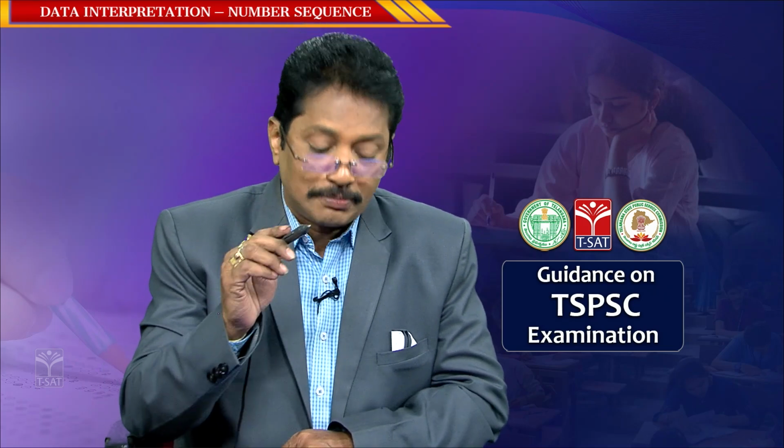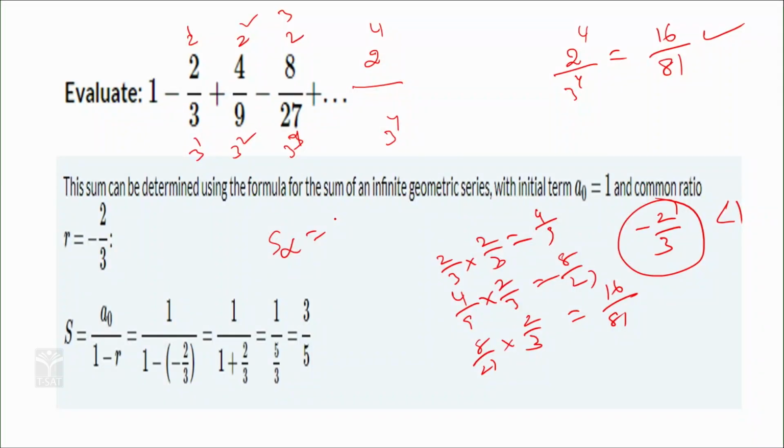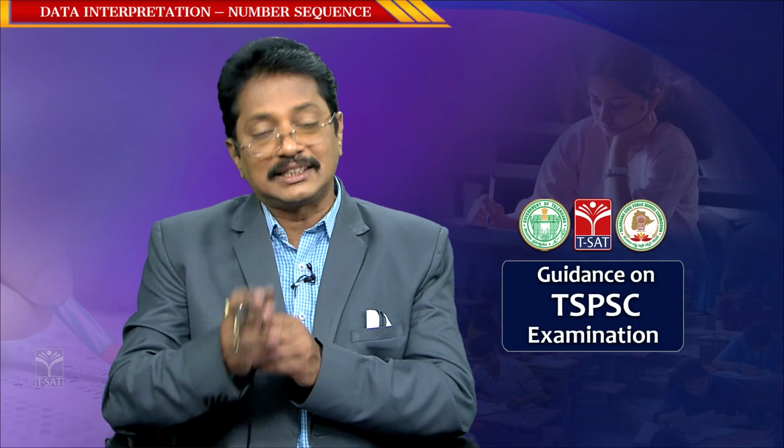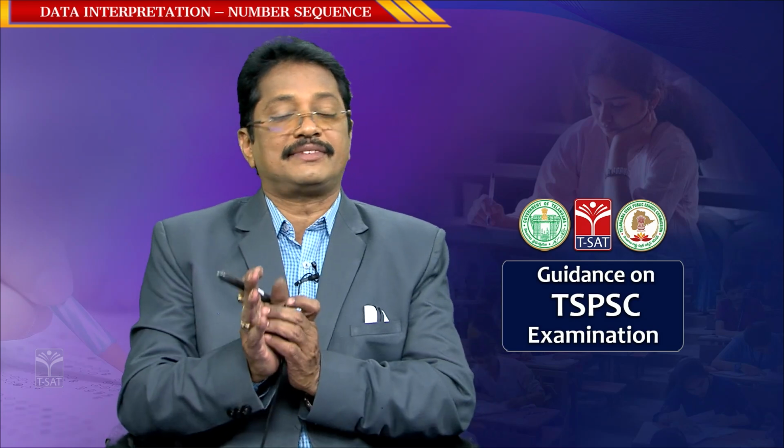So for an infinite geometric progression, S infinity is equal to A by 1 minus R. This is the formula. The sum of infinite terms in an infinite series, S infinity is equal to A by 1 minus R. So what is A here? 1. What is R here? Minus 2 by 3, so 1 by 1 plus 2 by 3. 3 1s are 3 plus 2, 5, so 1 by 5 by 3, or you can say it is 3 by 5. So the sum of the terms in the infinite series is 3 by 5.